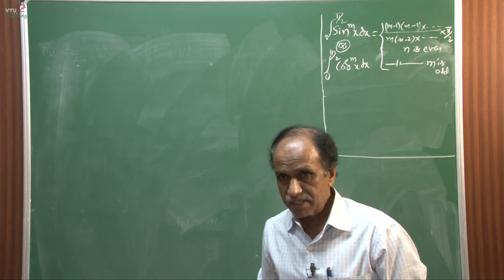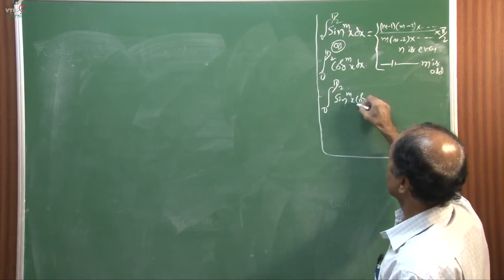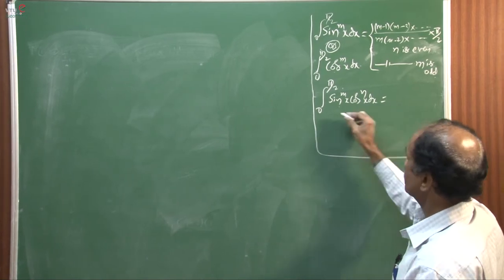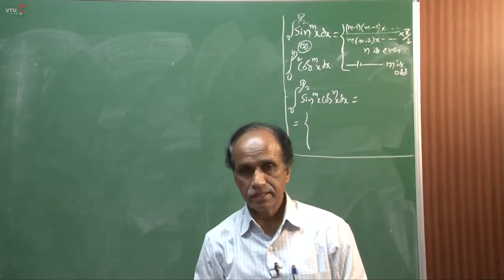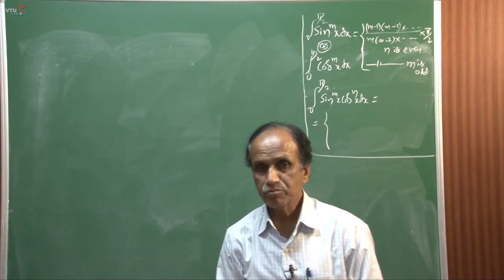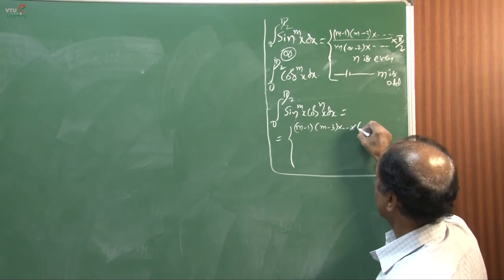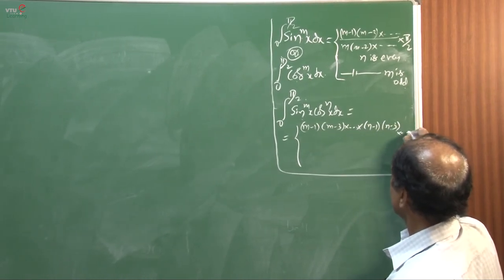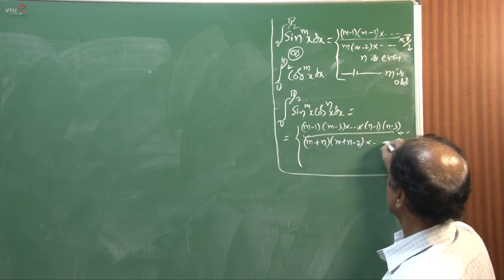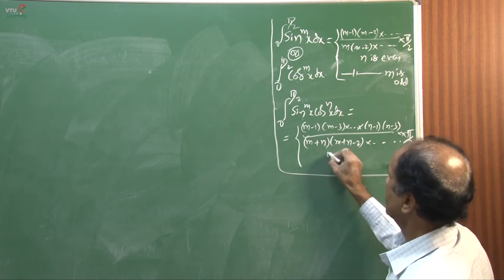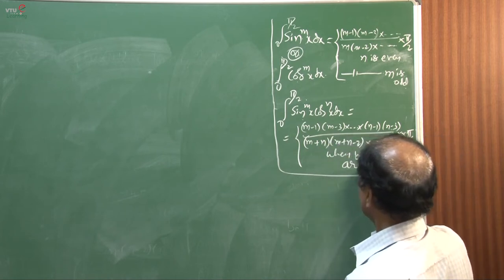And in the case of the product, integration from 0 to pi by 2 of sine to the power mx, cos to the power nx dx is equal to, totally two steps you have to write. One step will cover the meaning of both being even, and another statement will cover the cases other than both being even. Therefore, m minus 1 into m minus 3 and so on, multiplied by n minus 1, n minus 3 and so on, divided by m plus n into m plus n minus 2 and so on, multiplied by pi by 2, when both m and n are even.